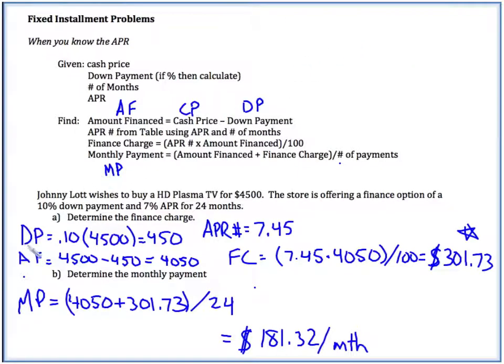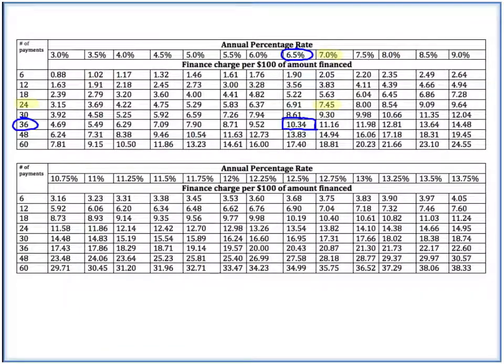Alright, welcome back. So you should have calculated your down payment at 10% of the cash price. And so the down payment was $450, meaning your amount financed was the cash price minus the down payment of $4,050. So that's how much you're financing. Now to get the APR number, you're going to take 7% for 24 months. So let's look back here. So 7% for 24 months gives me $7.45 per 100.